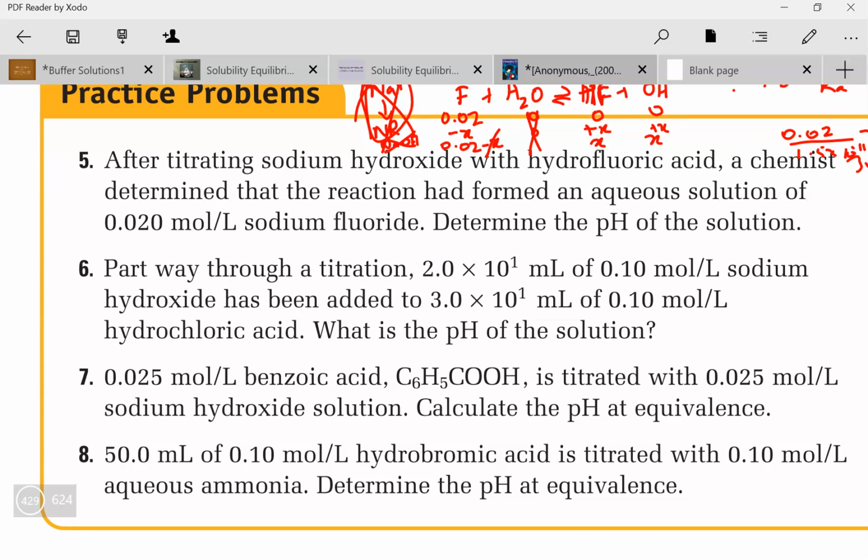Okay, so this is interesting. Question number 6 is a sodium hydroxide hydrochloric acid titration, and this is not really new, so we're going to quickly run through this. Basically, I have 20 milliliters of 0.1 and 30 milliliters of 0.1, and it's important to note that this is going to be in a 1-to-1 ratio. NaOH plus HCl gives NaCl plus H2O. No stoichiometric difficulties over here.